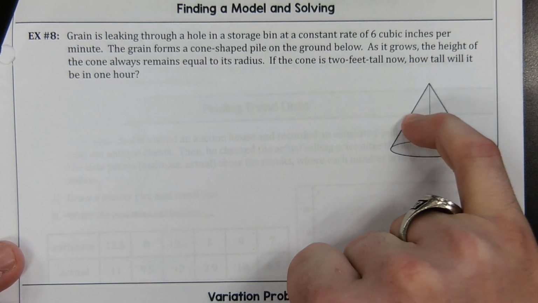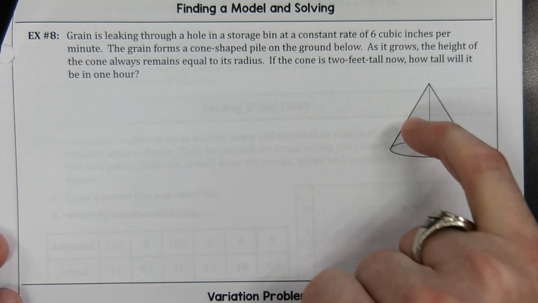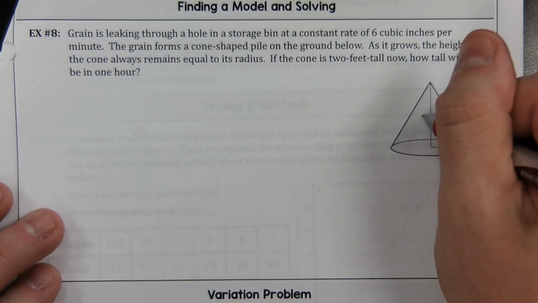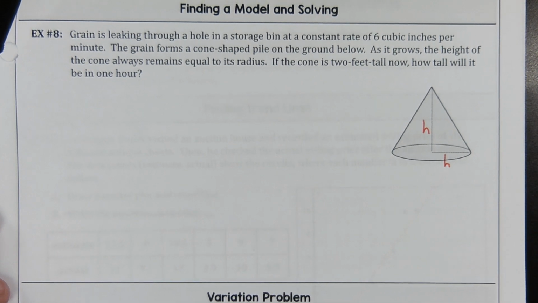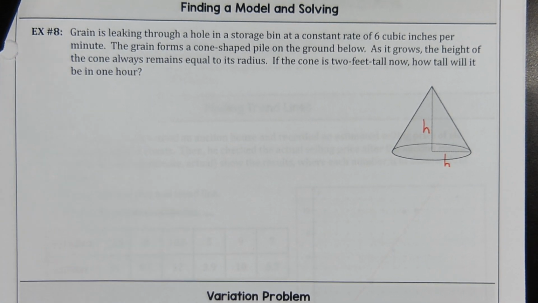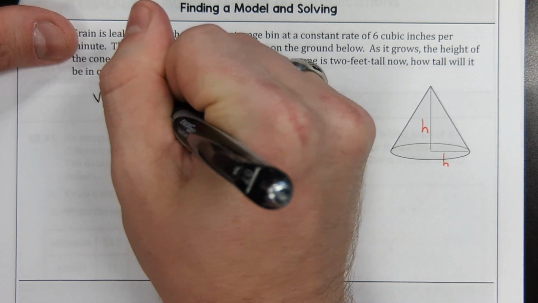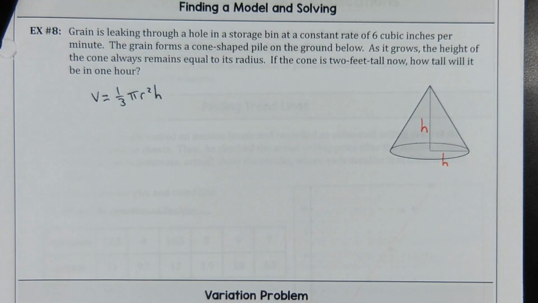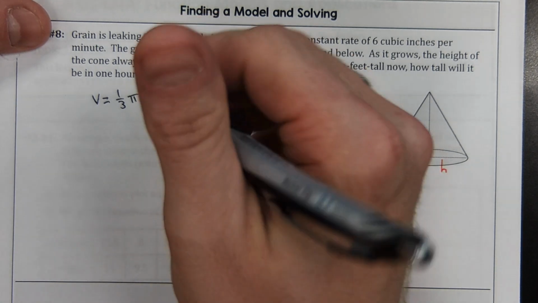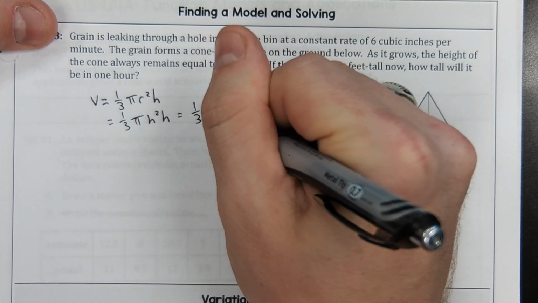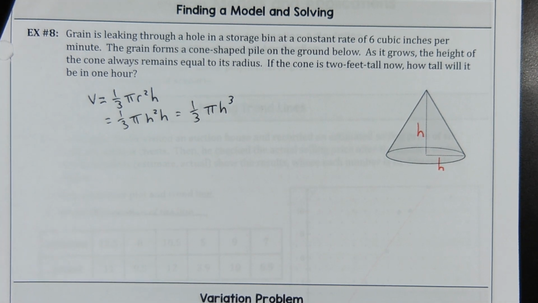So I can either put an R here and here, or I could put an H here or here. Doesn't matter because they're equal to each other, right? I'll just put an H in both places because it says the height and the radius are equal to each other. So volume of a right circular cone from the previous example was volume equals 1/3 pi r squared h. But our r is equal to our h. So instead of r squared, we could have said h squared here. And h squared times h is h cubed. So there's a volume of our cone using height.